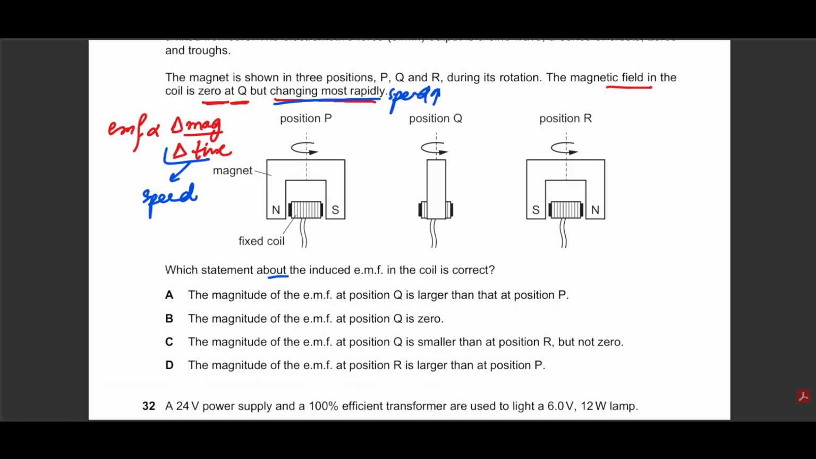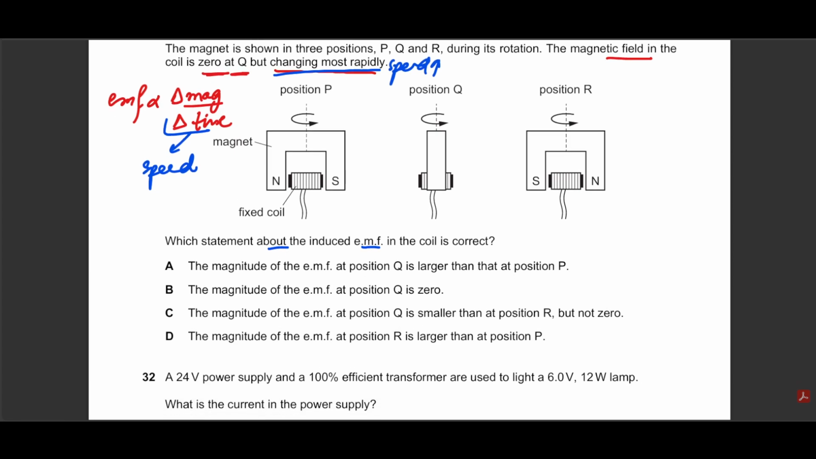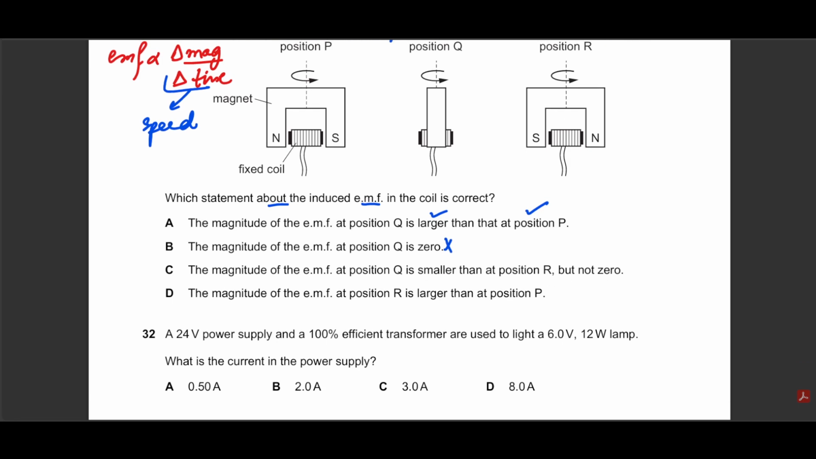He says what statement about induced EMF in the coil is correct. So he said induced EMF at Q is larger than P, which is the right thing to say. The magnitude EMF at Q is not 0 and never will be. The magnitude EMF at Q is smaller than R.